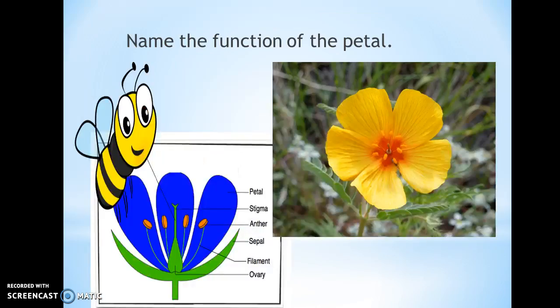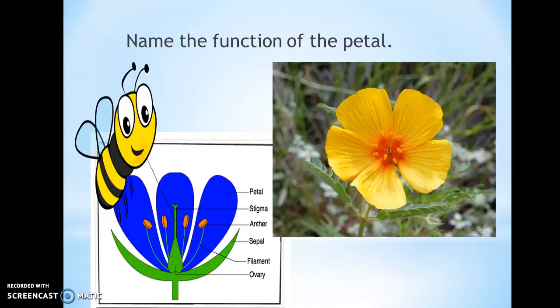The next part is the petal. I think you know what a flower petal is. That's all we're talking about here, a flower petal. You can see in this diagram, and on this one, the real life picture, it would be all this orangish yellow color. Here we have 1, 2, 3, 4, 5 petals.